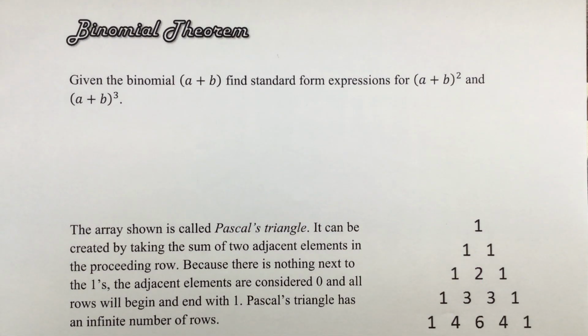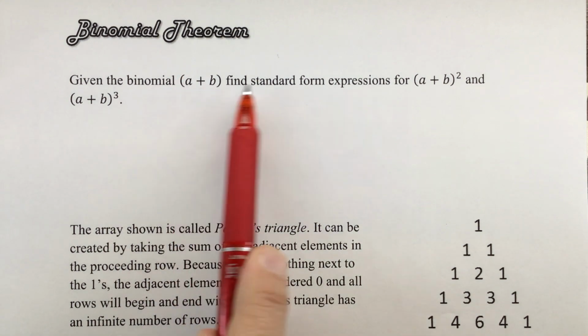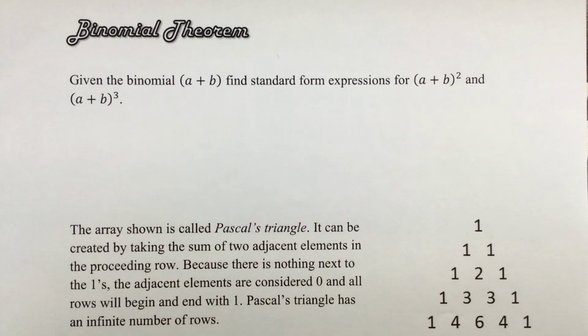The binomial theorem. In general, what this is going to reference is taking a binomial like a plus b and then raising it to different powers like the second power, the third power, the fourth, the fifth, the sixth, and so on. And how we might be able to figure out what that is a little bit faster.